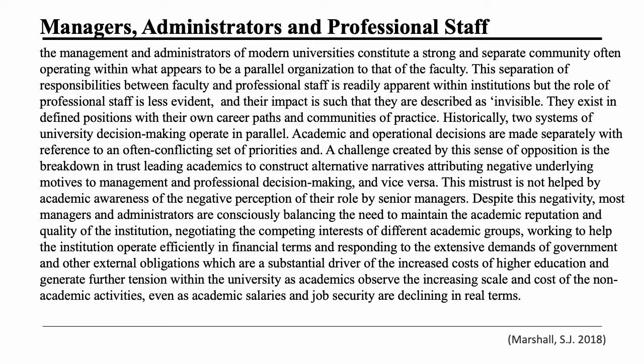Historically, two systems of university decision making operate in parallel. Academic and operational decisions are made separately with reference to an often conflicting set of priorities. A challenge created by this sense of opposition is the breakdown in trust, leading academics to construct alternative narratives attributing negative underlying motives to management and professional decision making, and vice versa. The mistrust is not helped by academic awareness of negative perceptions of their roles by senior managers.